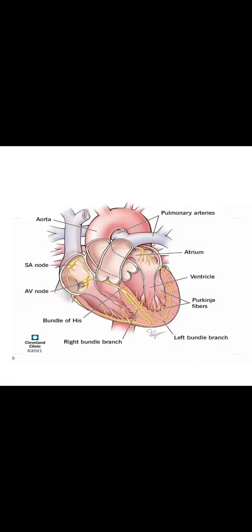Next, we can see the components of the cardiac conduction system. The nodes and fibers involved in the cardiac conduction system are the sinoatrial node, the atrioventricular node, the atrioventricular bundle, that is the bundle of His, and the Purkinje fibers. These are the components of the cardiac conduction system. The conduction will be initiated from the SA node, then passed to the AV node, then to the bundle of His, and finally to the Purkinje fibers.